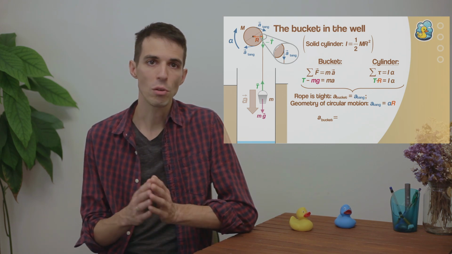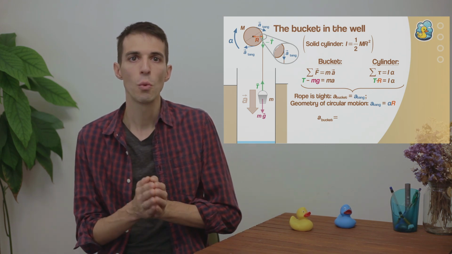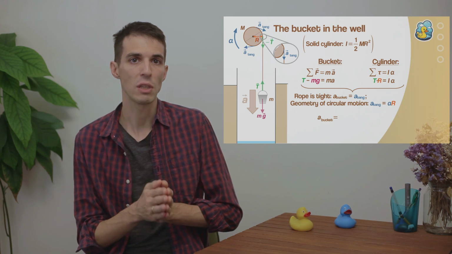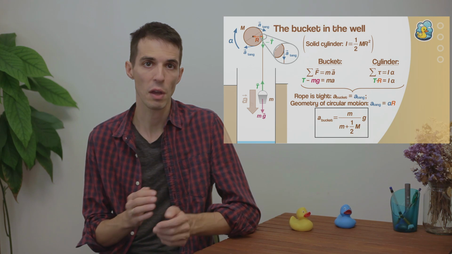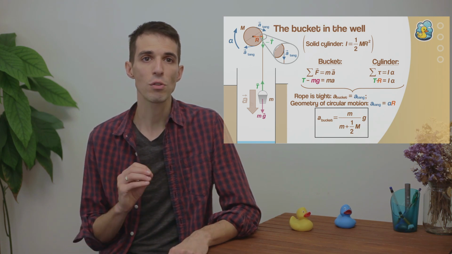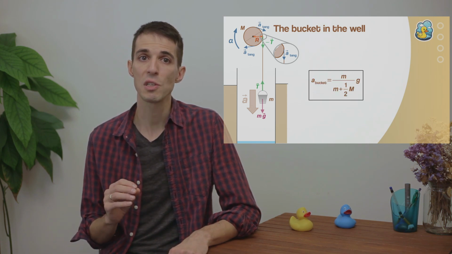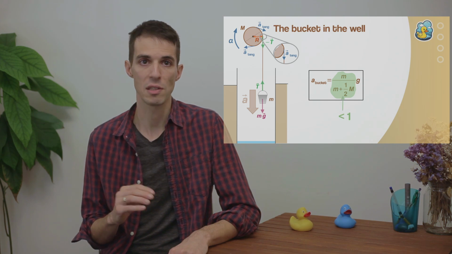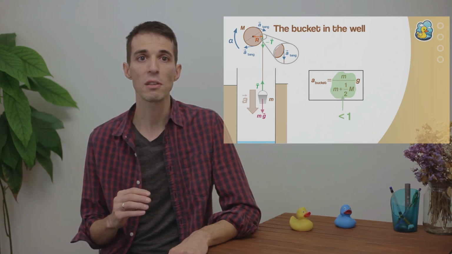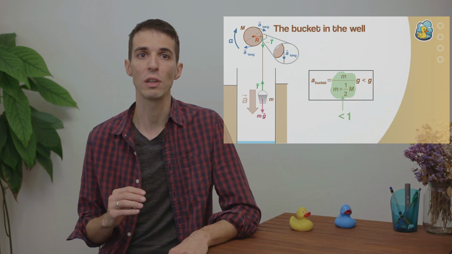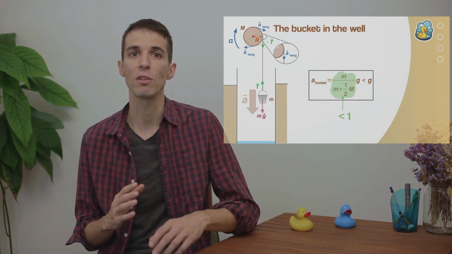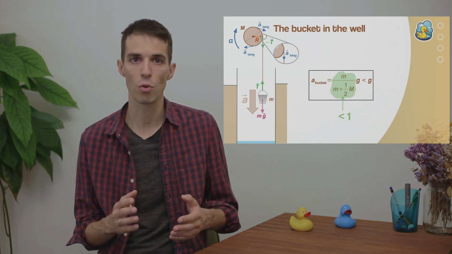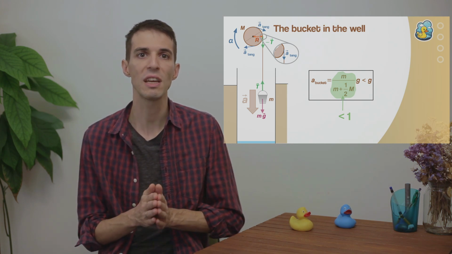Not making the video longer with dictating all the maths, we end up with acceleration equals small m divided by small m plus half of capital M, and this fraction multiplied by g. You can clearly see that the fraction is a number less than 1, and the acceleration of the bucket is less than if it were falling freely. Do not be misled by the idea that it is because of friction at the axle. We didn't take the torque from friction into account in any way.